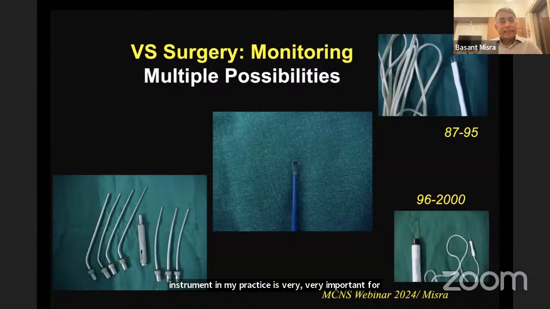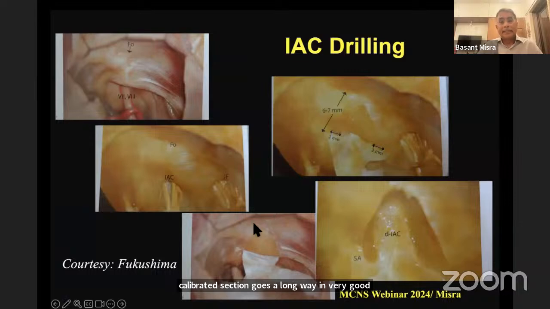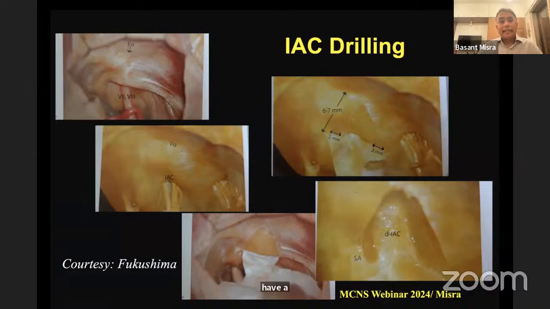It's worth investing in a good instrument; the tips should not be damaged, a smooth tip and calibrated suction go a long way in very good preservation of function, because I use that instrument for all my dissections, suction, decompression, and so on. The intra-aortic canal drilling, again, is almost routine in my practice. Especially if you would like to have a total or near total excision and good function preservation with less recurrence risk, it is better to drill the intra-aortic canal.